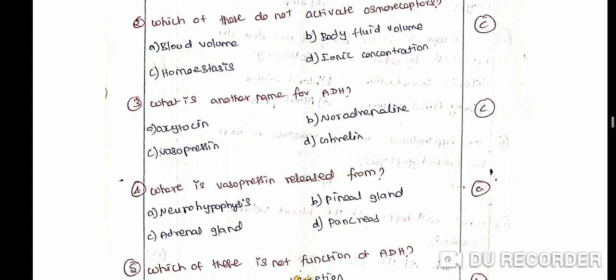Next question: what is another name for the ADH? Option A, oxytocin. Option B, noradrenaline. Option C, vasopressin. Option D, ghrelin. The correct answer is option C, vasopressin.